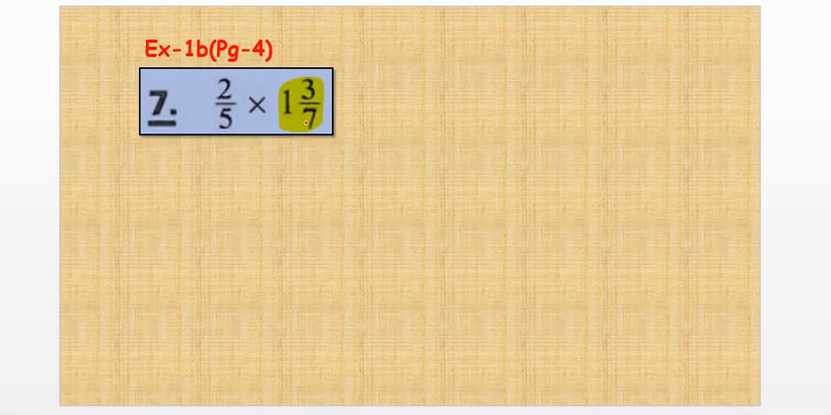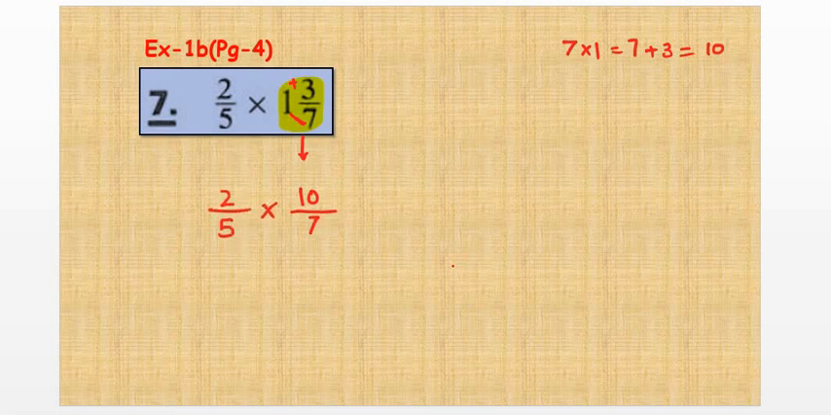So how do we change it? First we multiply these two. So 7 times 1 will be 7, and then in the answer we add this 3. So 3 is going to be added in it, so it will become 10. So this fraction will change into 10 out of 7, and on this side we have 2 out of 5. Now if a girl wants to simplify it here, she can do it.